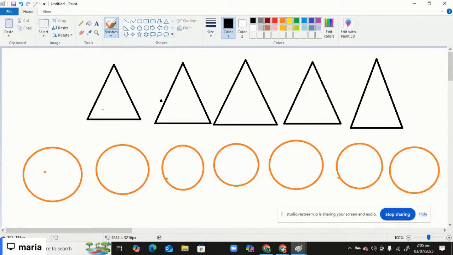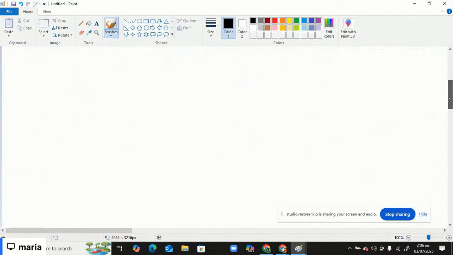Circles are more, because how many triangles are given here? 1, 2, 3, 4, and 5. There are a total of 5. But when we count the circles, this is 1, 2, 3, 4, 5, 6, and 7. So these are a total of 7. So we can say that circles are 7 and triangles are 5. Okay.